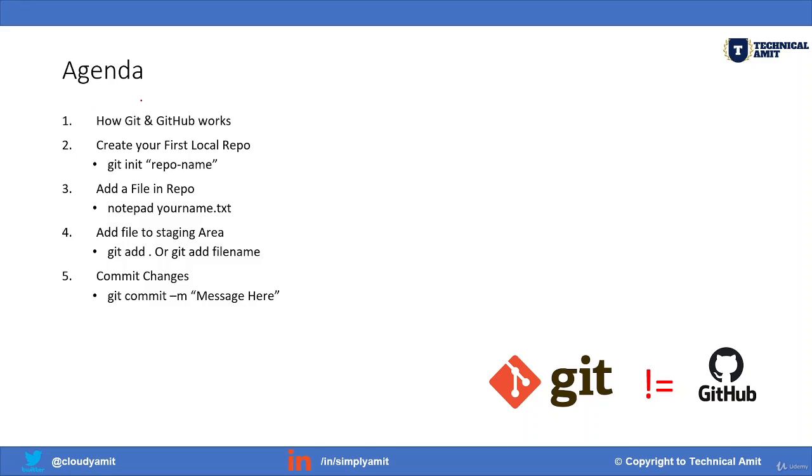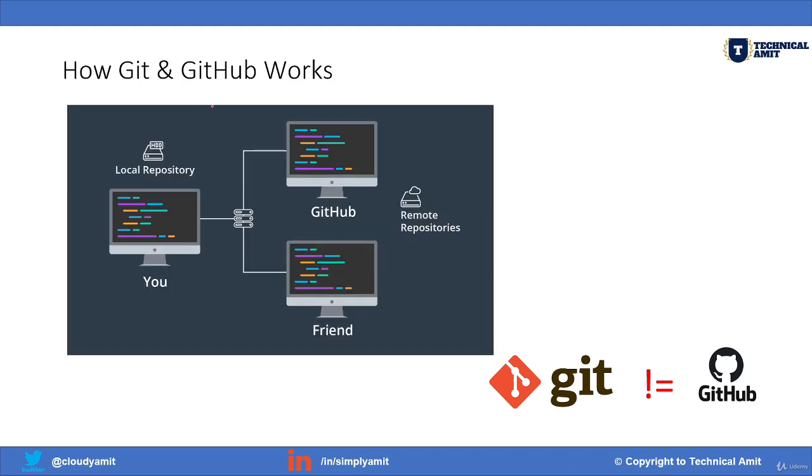Hey everyone, in this video we are going to talk about how Git and GitHub work together. Then we'll talk about how we can create a local repository on your PC, how you can add a file into your repository, how you can add a file into the staging area, and then how you can commit those changes inside your local repository itself. So this is how GitHub and Git work together.